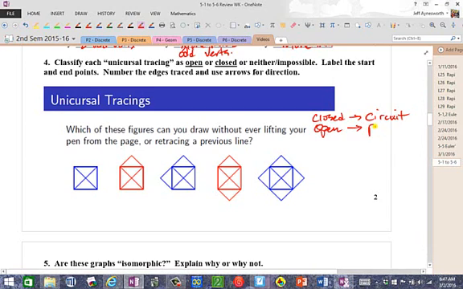Okay, start and end in different places. So start and end at different places. Circuit, end and start at the same place. So on this one here, we start. Sorry, guys. Start and end at the same place or vertex. That's for a circuit. Okay, so here we go.